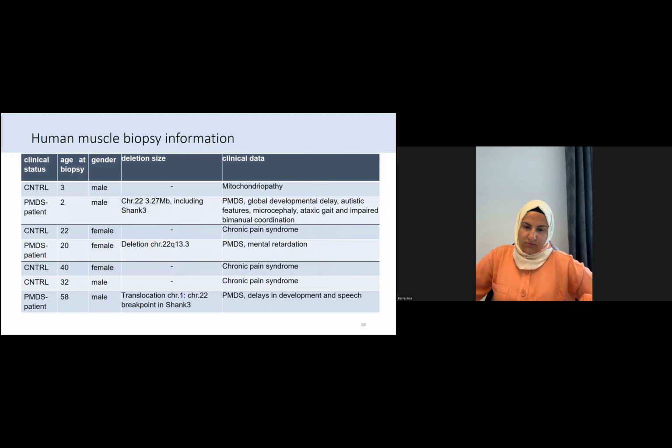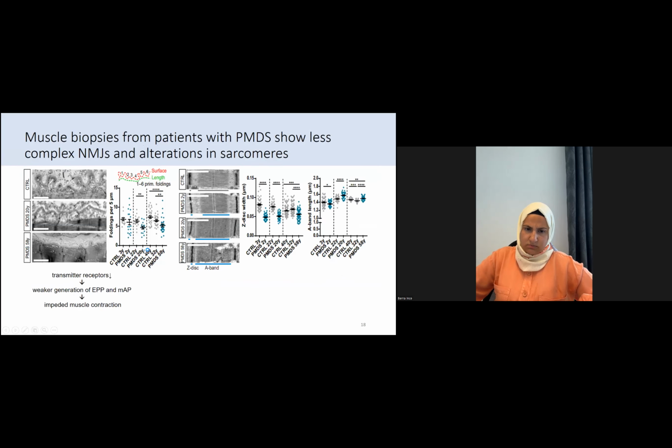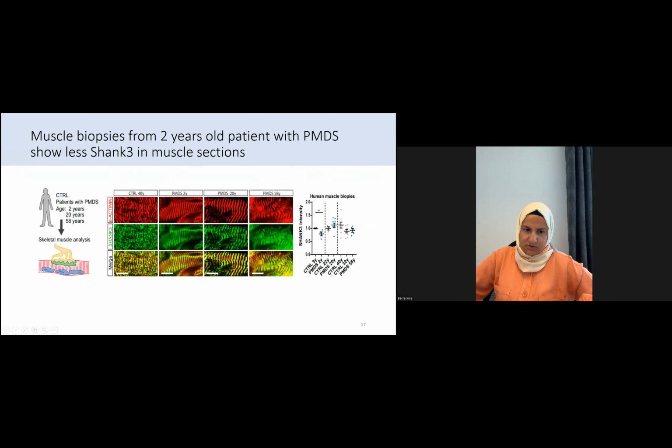So to further investigate the potential clinical importance of our murine findings, we obtained skeletal muscle biopsies from 3 patients with PMDS, and they were between 2 years old and 58 years old, and they all shared an autistic clinical manifestation and Shank3 deficiency. And we also had a corresponding control.